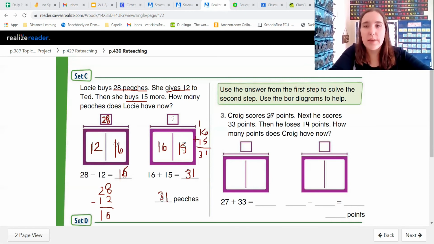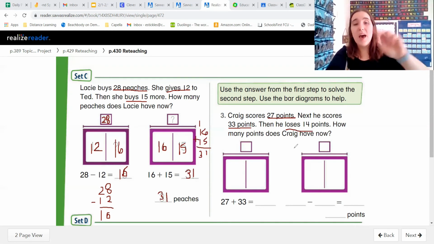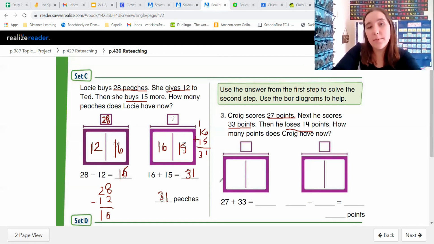Craig scores 27 points. Next, he scores 33 points. Then he loses 14 points. How many points does Craig have now? There are 2 steps to this problem. I want you to try and use your bar diagrams and write out the equations just like we did in the problem on the left. Take your time, solve it all, and then come back to me when you think you found your final answer.